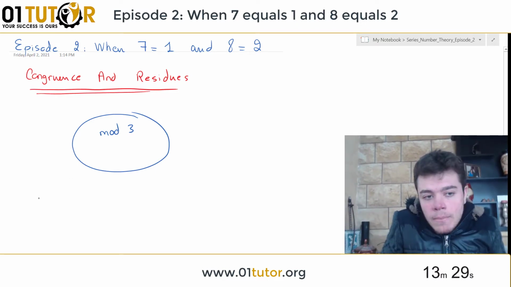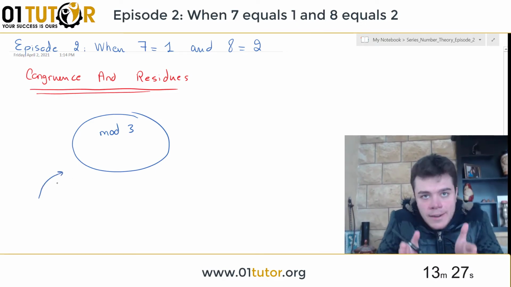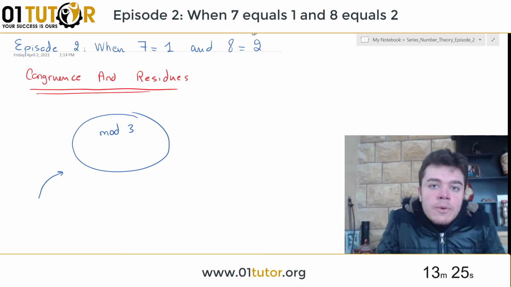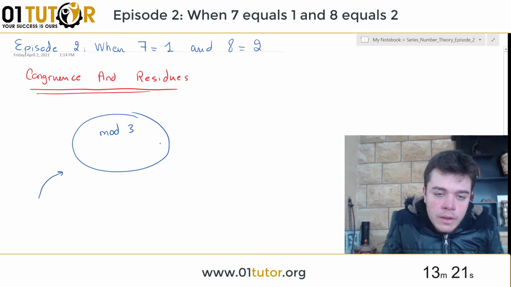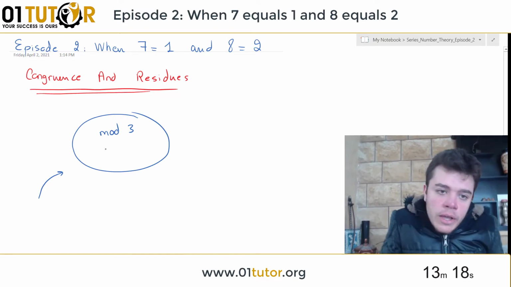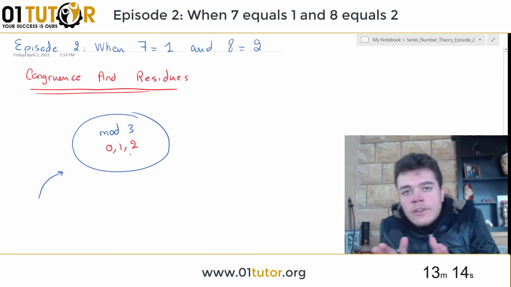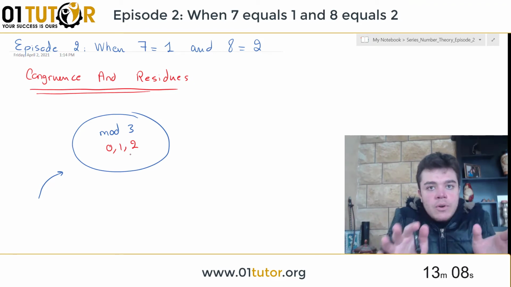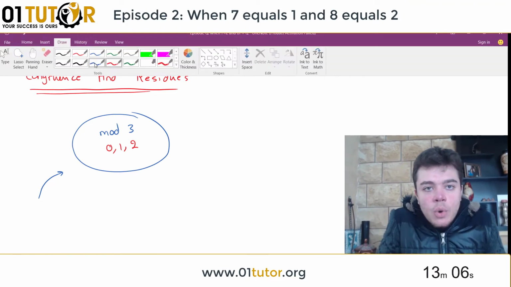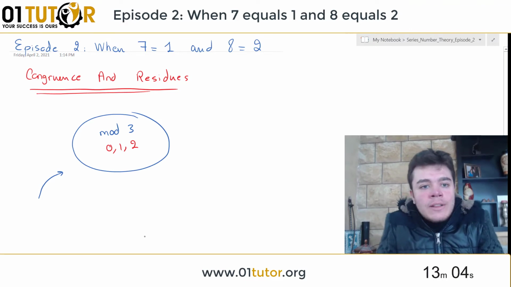Any number entering this space, this machine or operator, can have only 3 outputs. The numbers that come out of the mod are either 0, 1, or 2, which are all the integers less than 3 starting from 0. So this mod 3 is some kind of box that contains only 0, 1, and 2. Now let's see what congruences mean and what residues mean.